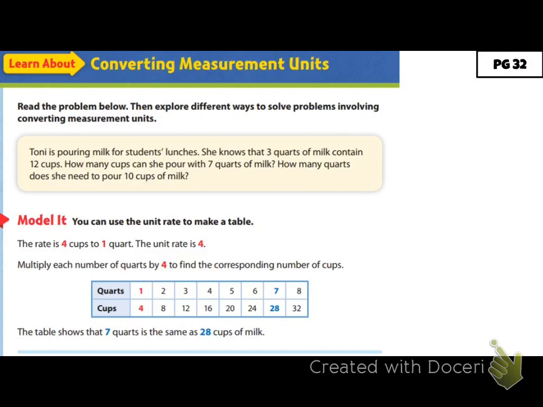So on the first model, you can use the unit rate to make a table. So we know that the rate is 4 cups to 1 quart. The unit rate would be 4. So to figure this out, we would multiply each number of quarts by 4 to find the corresponding number of cups. So the table shows that 7 quarts is the same as 28 cups of milk.